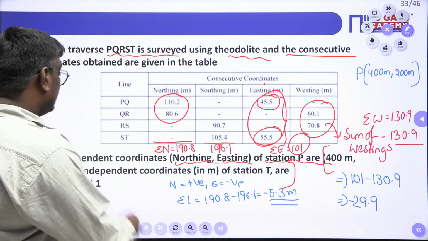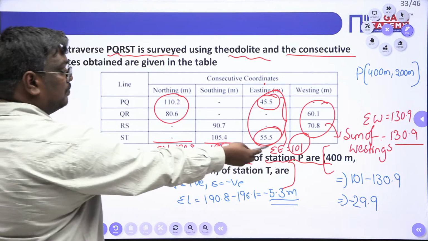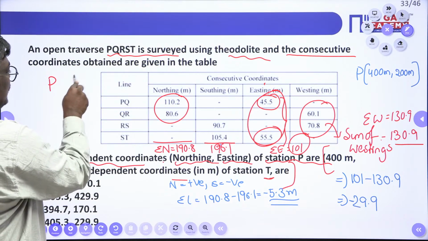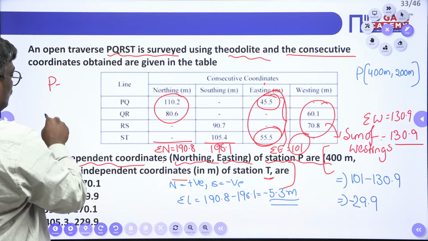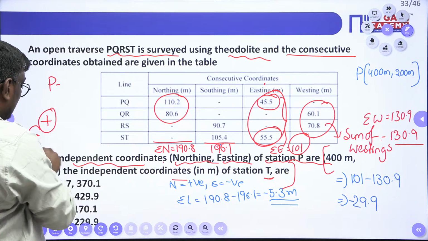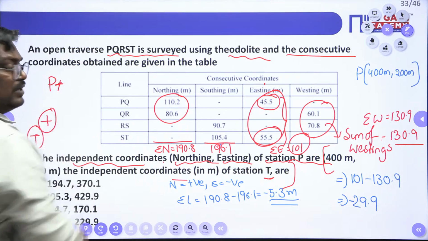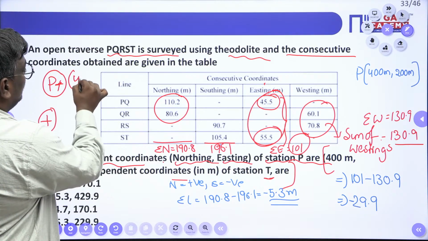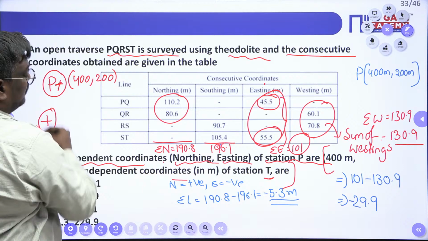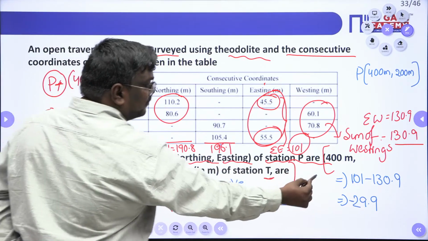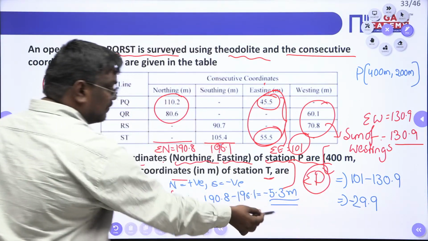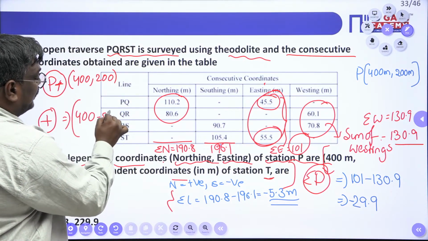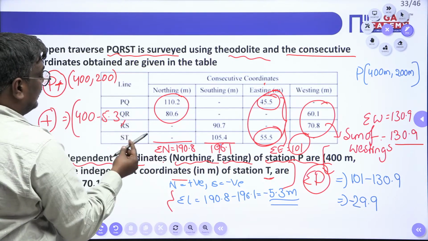So he has told clearly the independent coordinates of station P are given. What are the independent coordinates of station T? When they are giving P, Q, R, S, T, this is a closed traverse. You know the coordinates of P. The coordinates of P are 400 comma 200. You just need the sum of the latitudes and the sum of departures. Whatever summation you got, if it is positive, you take it as positive. So 400 minus 5.3 and 200 minus 29.9.